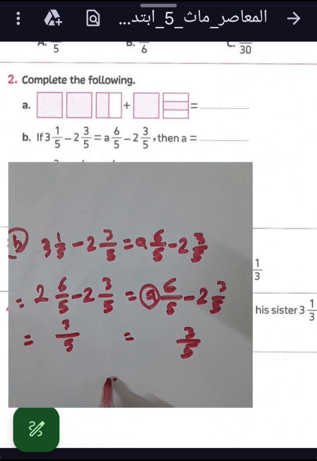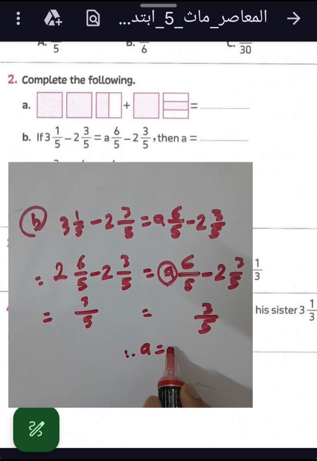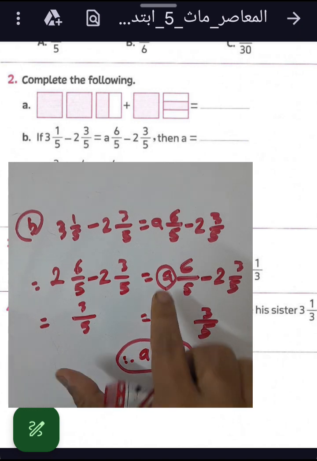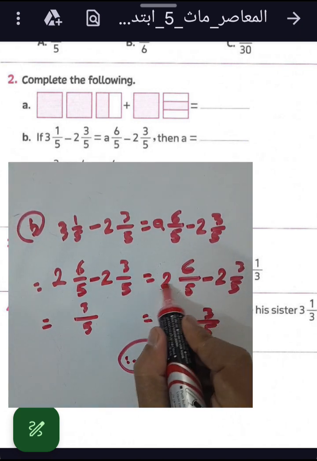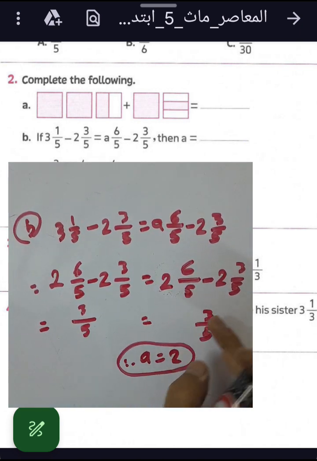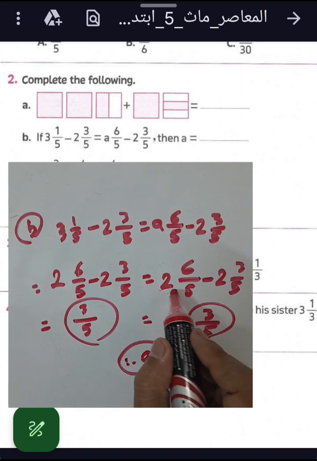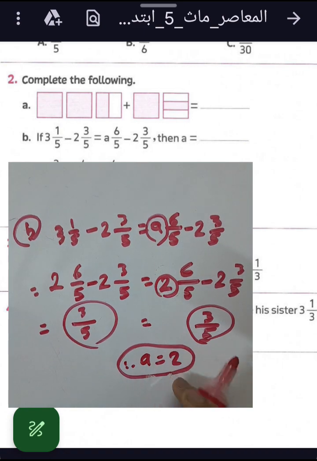Then the value of e here will be equal to 2. Understood? If we put 2 here, then 2 minus 2 equals 0, and 6 minus 3 equals 3, and then 5 in the numerator. Then the value of e here will be equal to 2.